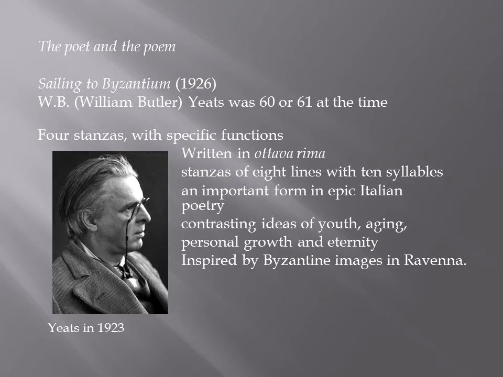The second section talks about his personal experience with aging, and then we go on from there. It is written in a particular style. It's written actually in an Italian poetic scheme known as ottava rima, which is 8 lines or 8 rhymes. So these stanzas consisted of 8 lines with 10 syllables each. Okay, so 10 syllables in each line, and it was an important form in epic Italian poetry.